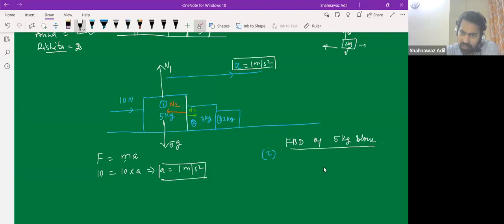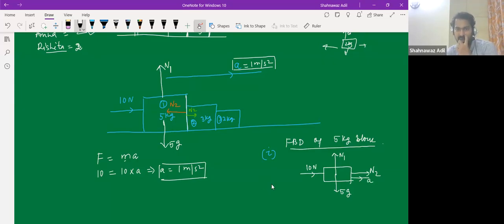So first is this one, the weight of 5 kg, which is 5g, and then this normal reaction, and then we have this N2, and then we have this 10 Newton force, right? And then we have some acceleration in that direction.